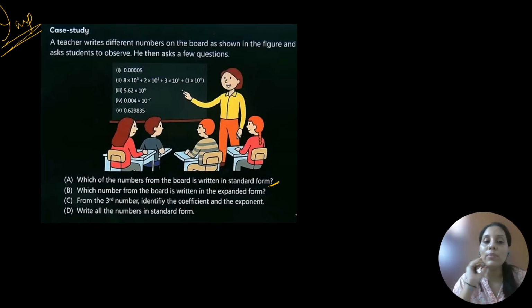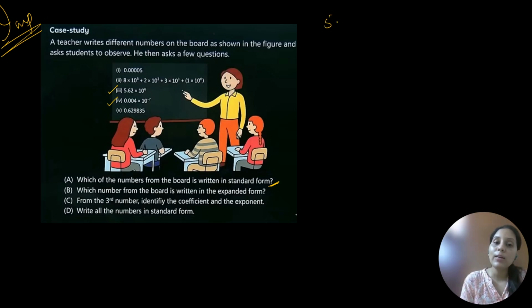अब standard form क्या होता है? Standard form means after the first digit you should have a decimal. After the first digit you should have a decimal. और वो एक्सपोनेंट होता है. अब ये तो नहीं है स्टैंडर्ड फॉर्म, ये बी वाला तो एक्सपैंडेड फॉर्म है. इफ यू सी 3 and 4 both are standard form क्योंकि आफ्टर फर्स्ट डिजिट ही हमारा डेसिमल है. ऑल्सो यू हैव 10 पावर नंबर. बट what is the correct answer?